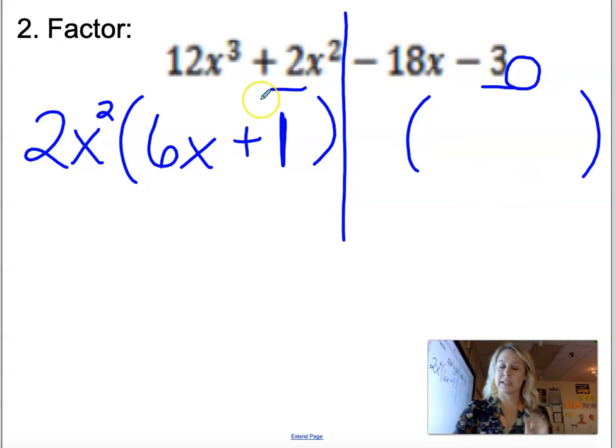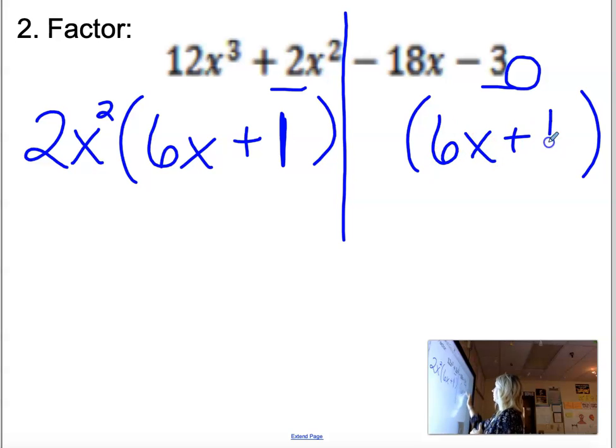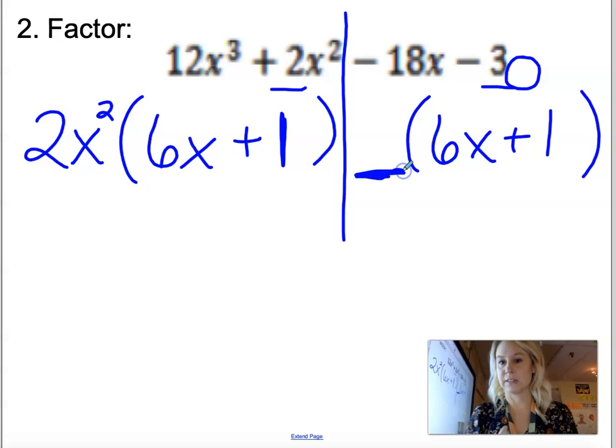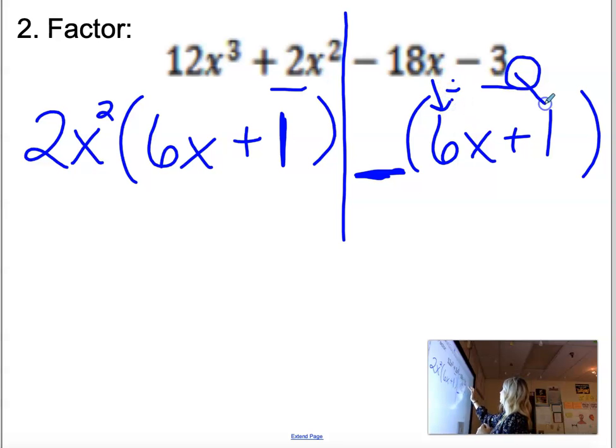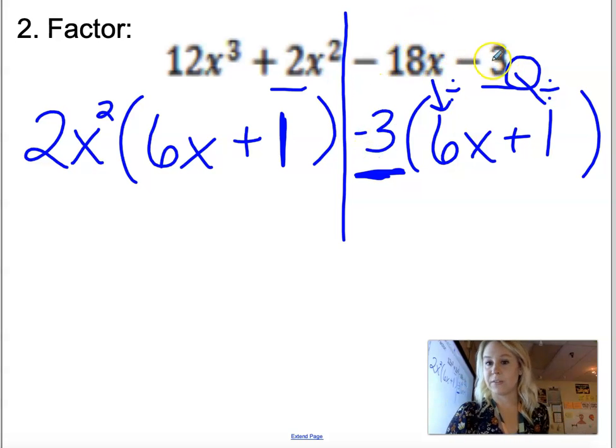If you know the parentheses have to repeat, let's go ahead and repeat it. So I know that 6x plus 1 has to be on the other side. Okay, and now I'm just trying to find this outside number. To do that, I can say this divided by this, or you could say negative 3 divided by the 1. So basically, what times 6 will get you to a negative 18, or what times 1 will get you to a negative 3. Okay, and so that ends up being a negative 3.